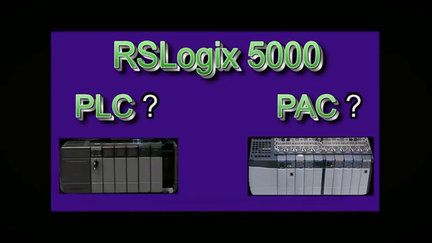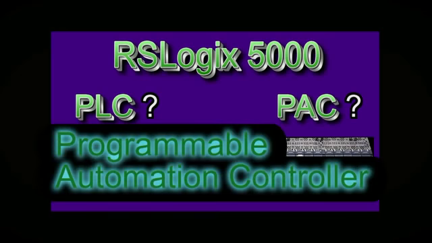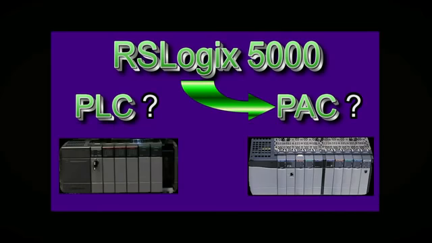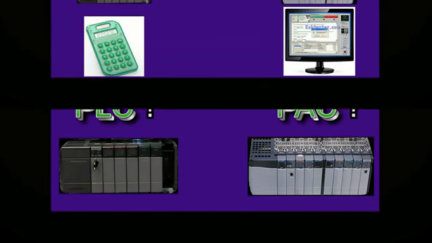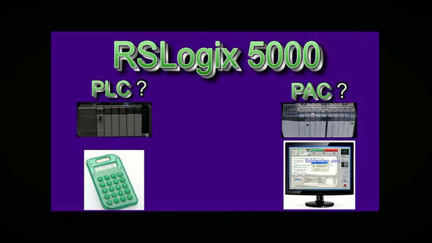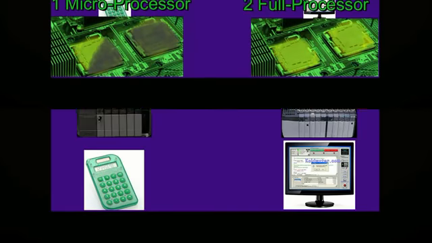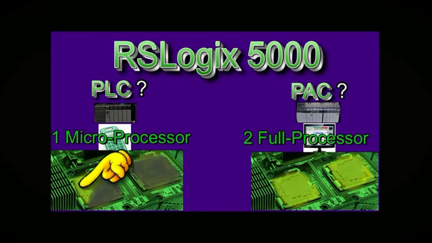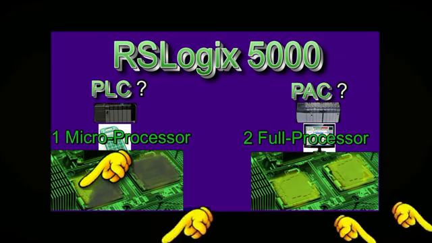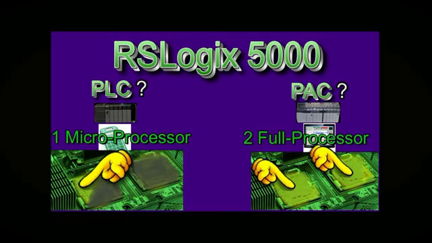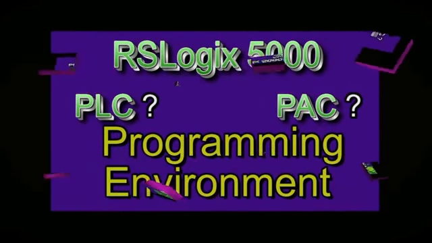PAC stands for Programmable Automation Controller, an industrial computer that emulates a PLC, motion control, and much more. RSLogix 5000 is the software required to work with Rockwell's brand of PACs. A PLC compared to a PAC is like a calculator compared to a computer. Literally, as both a calculator and a PLC have a single scan cycle and can run just on a microprocessor, whereas a computer and a PAC require multiple full processors so they can multitask.